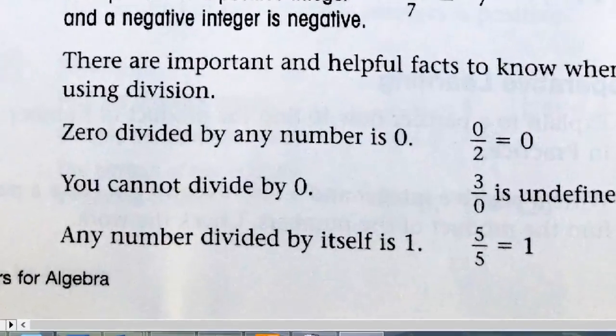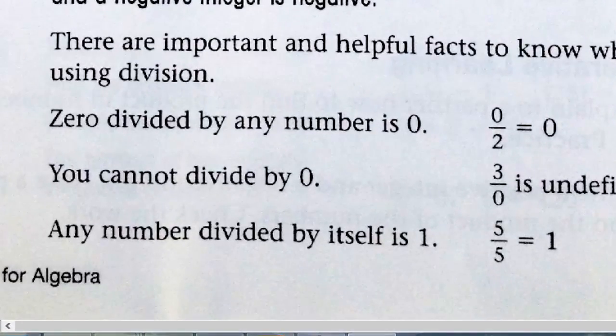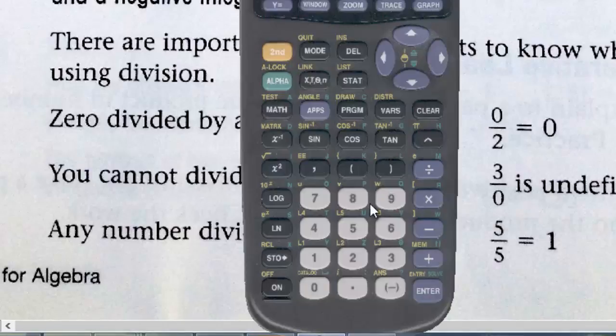There are some very important facts we should know when we are dividing. 0 divided by any number is 0. You cannot divide by 0. And any number divided by itself is 1. So let's explore that a little bit further in depth. So it says 0 divided by any number is 0. So if I take 0 divided by 9, it's going to give us 0.